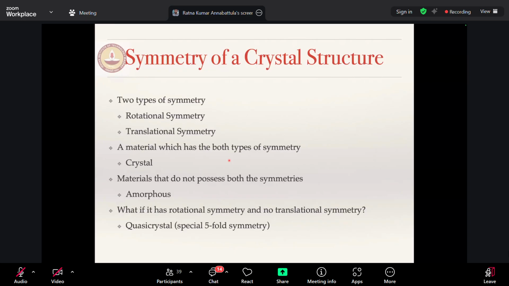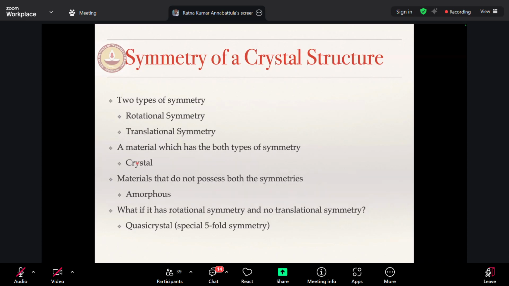So now we have another 5 minutes. Let us quickly introduce the concept of symmetry of crystal structure. So we have two types of symmetry. One is rotational symmetry. Another one is translational symmetry. So a material which possesses both rotational as well as translational symmetry is what is called a crystal. If a geometry does not have both translational and rotational symmetry, it cannot be a crystal structure. It cannot be a crystal.